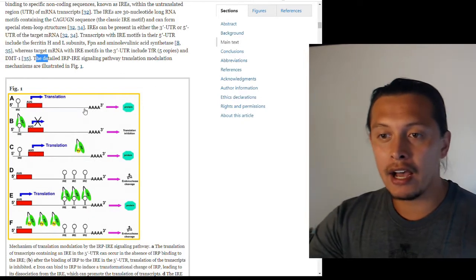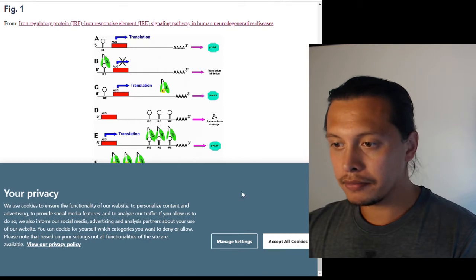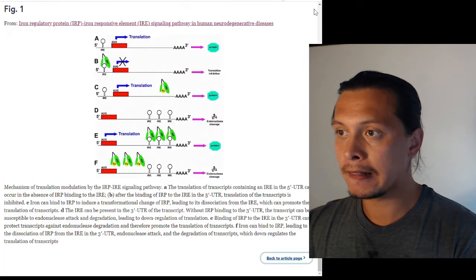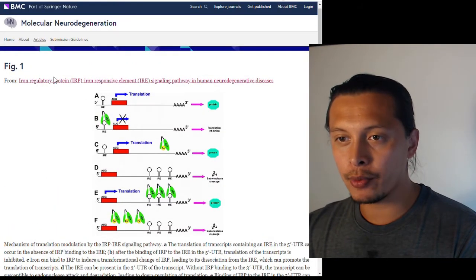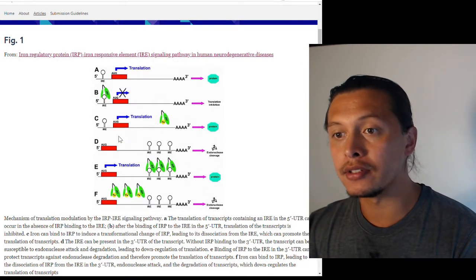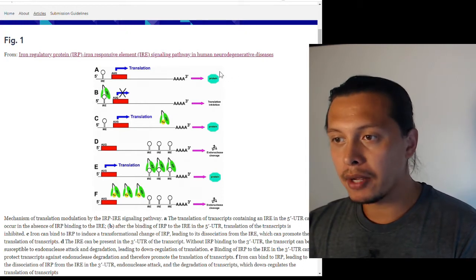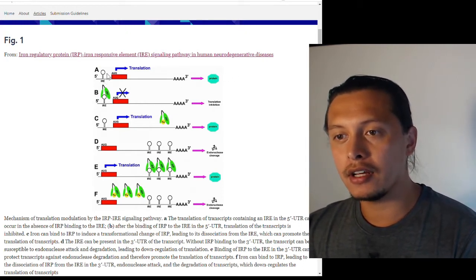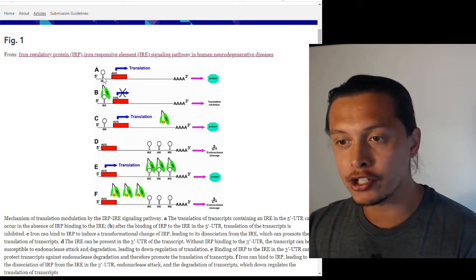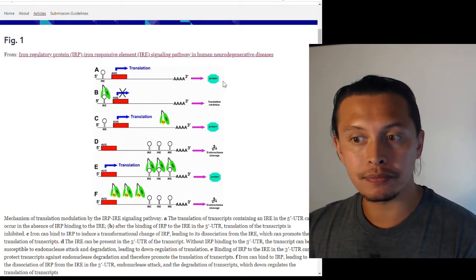So here we have the iron regulatory protein. These green things are the iron regulatory proteins. And normally, let's say this is your mRNA. Your mRNA will have the iron responsive element somewhere on it. And in this case, it's in the 5' untranslated region. Okay? And so normally, you have synthesis of this protein.